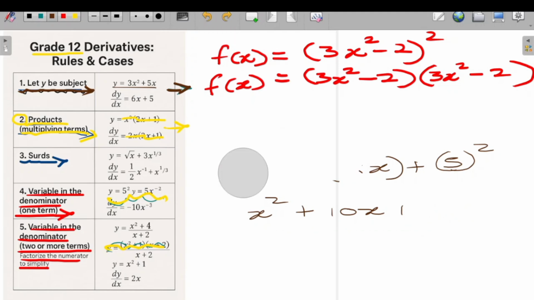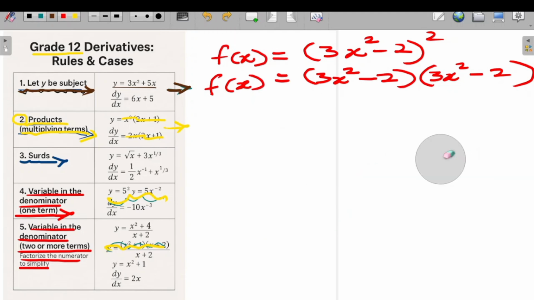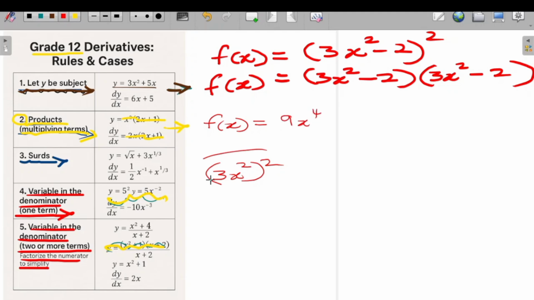We need to do understanding of what I just showed you guys. This is what we do. We're going to say f of x is equal to. So check this. What I'll do is I'll say 3x squared, you square it. You square 3x squared and you get 9x to the power 4. Okay, so this is the first part.